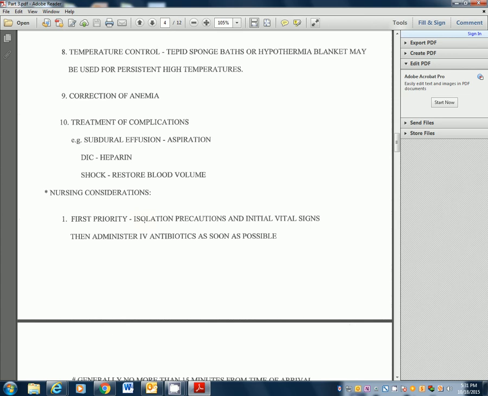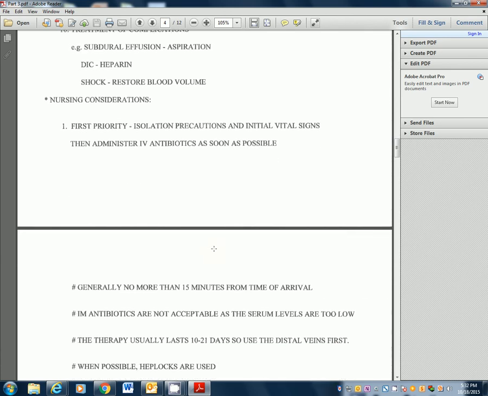Nursing considerations, you need to know these. The first priority is isolation. You want to make sure they're in isolation and that you get their vital signs and start administering the IV antibiotics. So isolation precautions, getting the vital signs, and getting the IV antibiotics started as soon as possible.